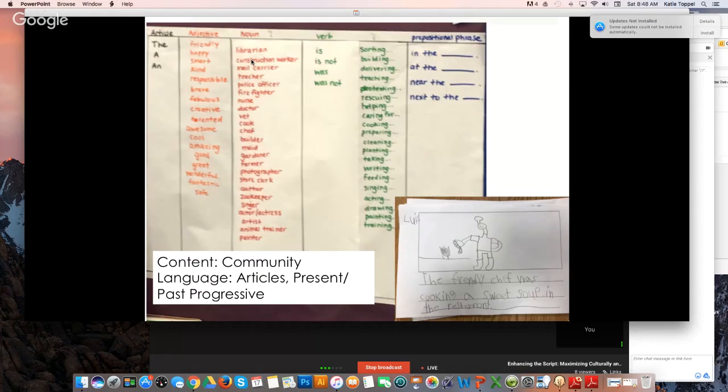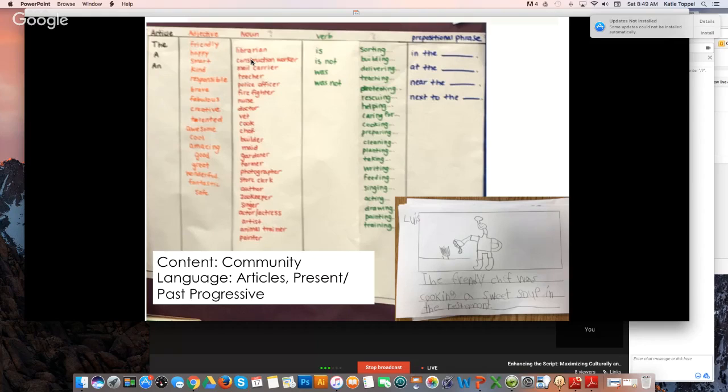Talking about community, so that the nouns now change. Instead of family members, it's community workers. Same concept of present and past progressive. This time the second graders were also focusing on articles, so they had to make sure they were pairing a or an with the adjective that they chose correctly, because that's something we'd worked on. And then also giving examples and non-examples of what the different community workers would do. So a happy teacher was not rescuing puppies in the fire.